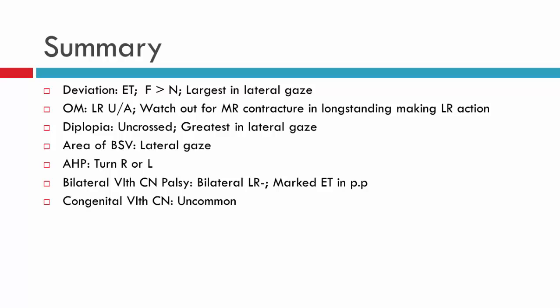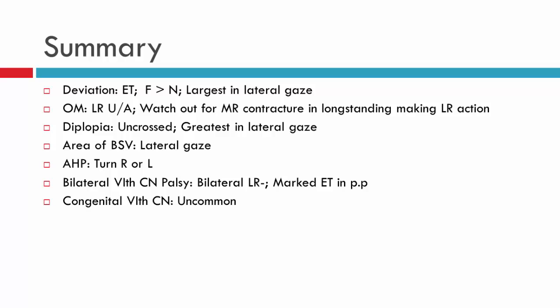Okay, so on ocular movements, expect that lateral rectus underaction, but again, don't forget to look out for medial rectus contracture or a tight medial rectus if you have a long-standing patient that's masking the action of the lateral rectus. In terms of diplopia, it'll be horizontal, it'll be uncrossed, and it'll be greatest in the lateral gaze, and therefore your area of BSV will also be in lateral gaze, so you'll only need a head turn, right or left, depending on whether you've got a right or left lateral rectus palsy.